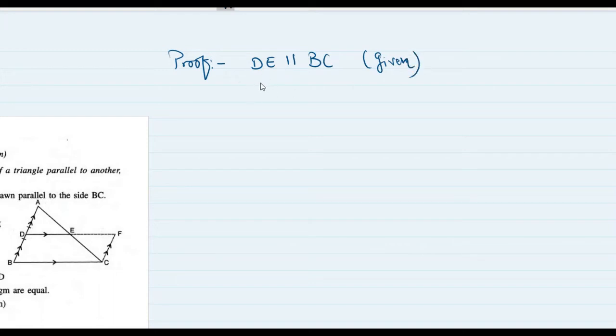And BD is parallel to CF. Can you tell me the reason? BD parallel to CF? By construction. है ना, हमने कंस्ट्रक्शन किया ना, AB पैरेलल टू CF ड्रॉ किया, CF पैरेलल टू AB ड्रॉ किया.